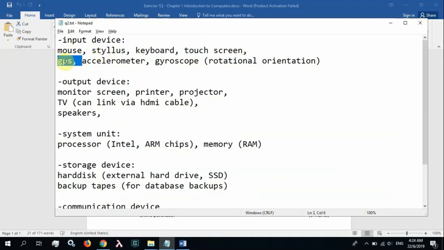GPS is to continuously receive signal from satellite systems to locate where you are on Earth. You have accelerometer and gyroscope on a handphone as well to check the orientation of your phone and to see how fast you are shaking. Okay, especially for games that require shaking motions to detect the force of your shake.